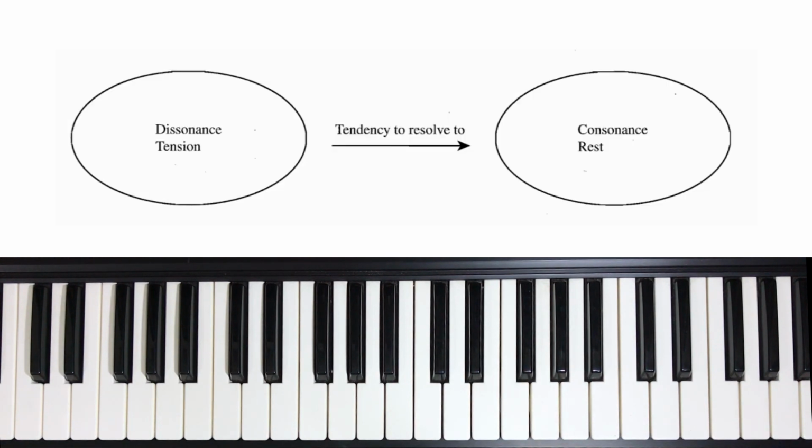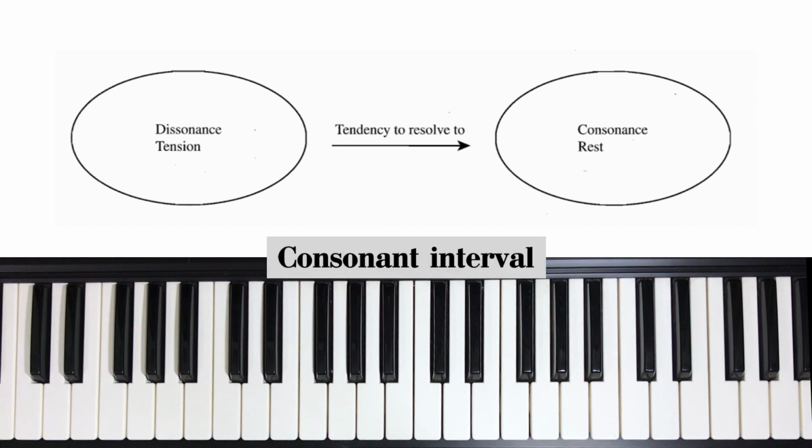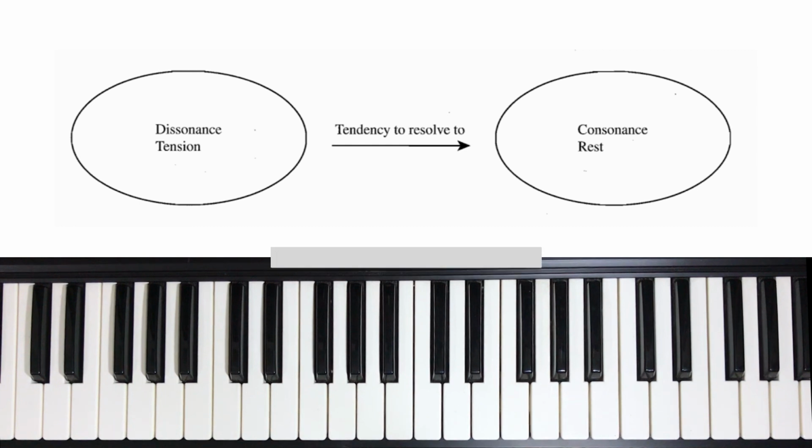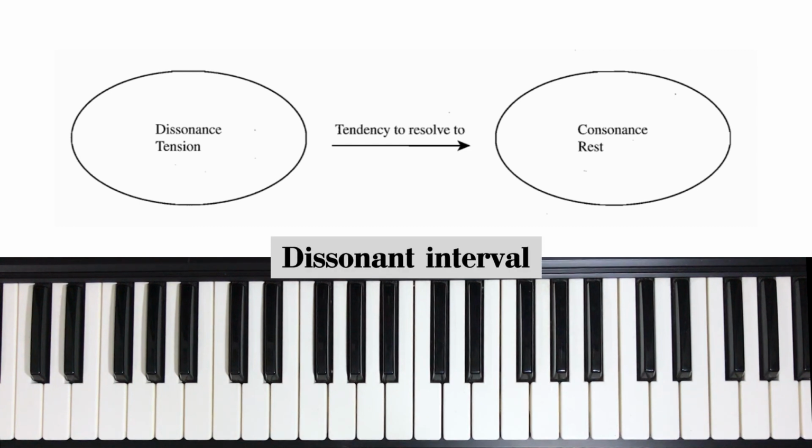Harmonic intervals may be either consonant or dissonant. Consonant means two notes create an agreeable, stable sound. Dissonant creates a tense, unstable sound that needs to resolve to a consonance.